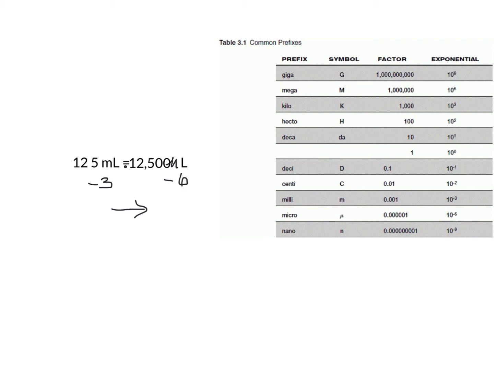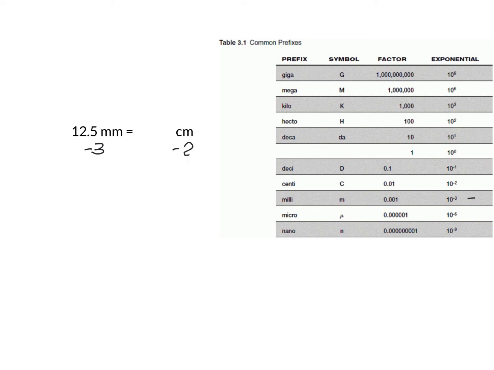Let's look at another example. Suppose I'm being asked to convert 12.5 millimeters into centimeters. Milli is the same as before. It's going to be 10 to the minus 3. Centi, if I look it up in the table, is 10 to the minus 2.